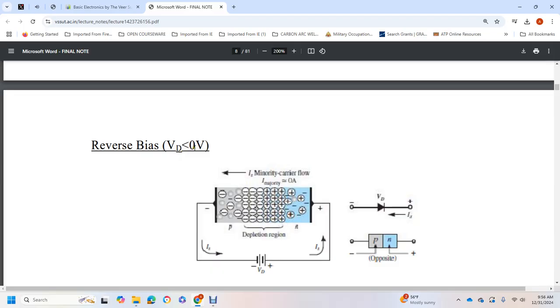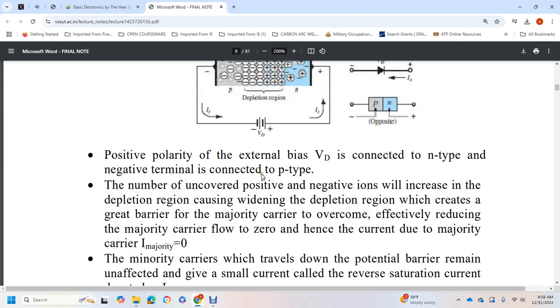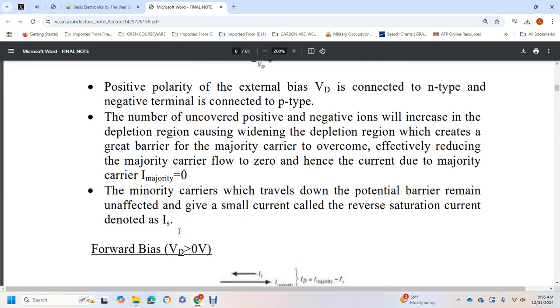Diode voltage is less than 0 volts. The positive polarity of the external voltage is connected to the N-type and the negative terminal is connected to the P-type. The number of uncovered positive and negative ions increases, widening the depletion region, which creates a barrier that majority carriers cannot overcome, reducing the majority carrier flow to 0. Hence the current due to the majority is 0, and the current is due to the minority carriers, which are unaffected by the potential barrier. This small current is called the reverse saturation current, denoted I_S.